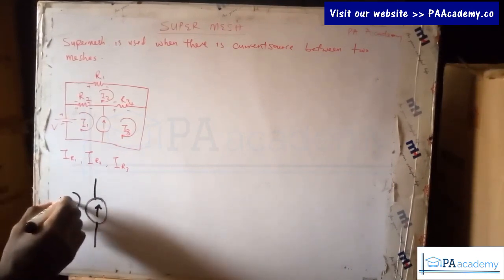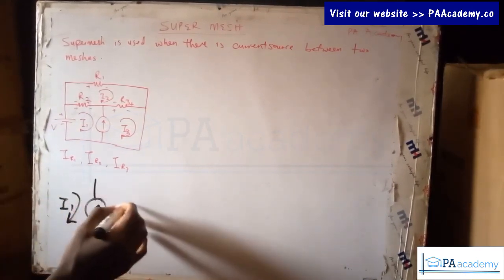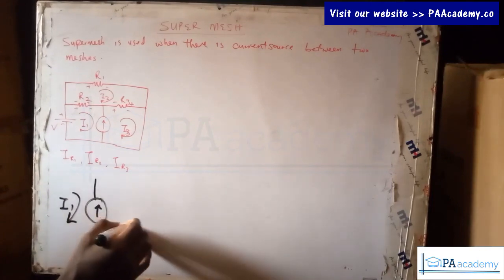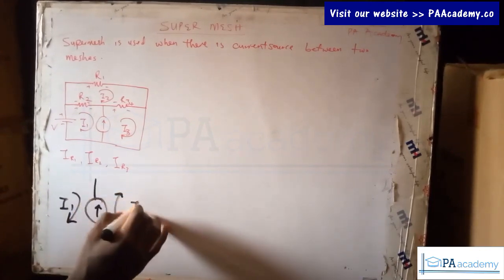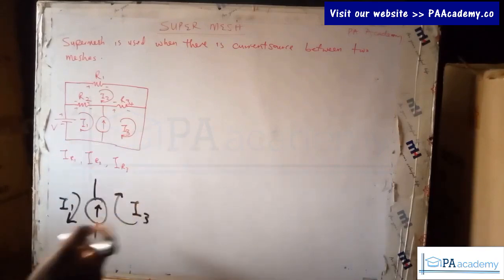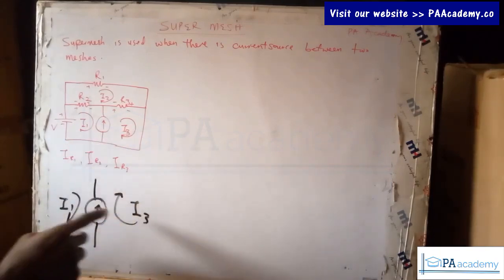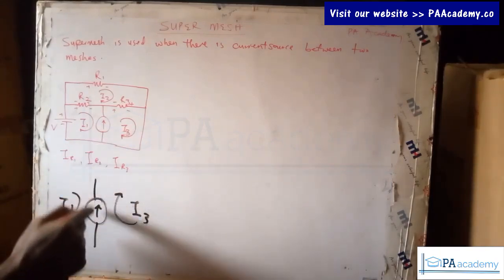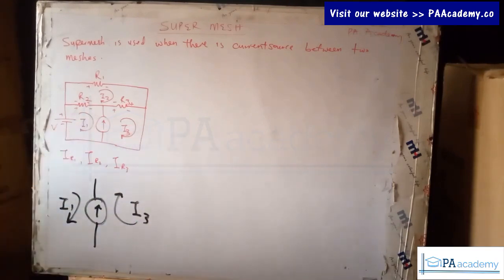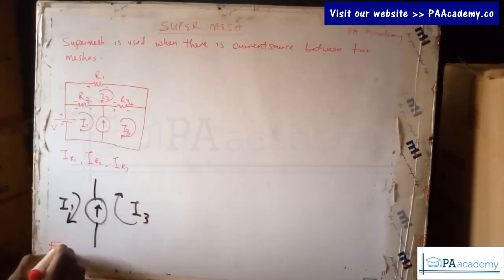In clockwise direction, this is I1. And then we're also going to be having another one like this, which is I3. This I3, this is it. So that means we have two currents flowing through this current source that we are having here. Now for us to write the equation of the current source, let me write it here. I hope you can see it. Equation of current source.